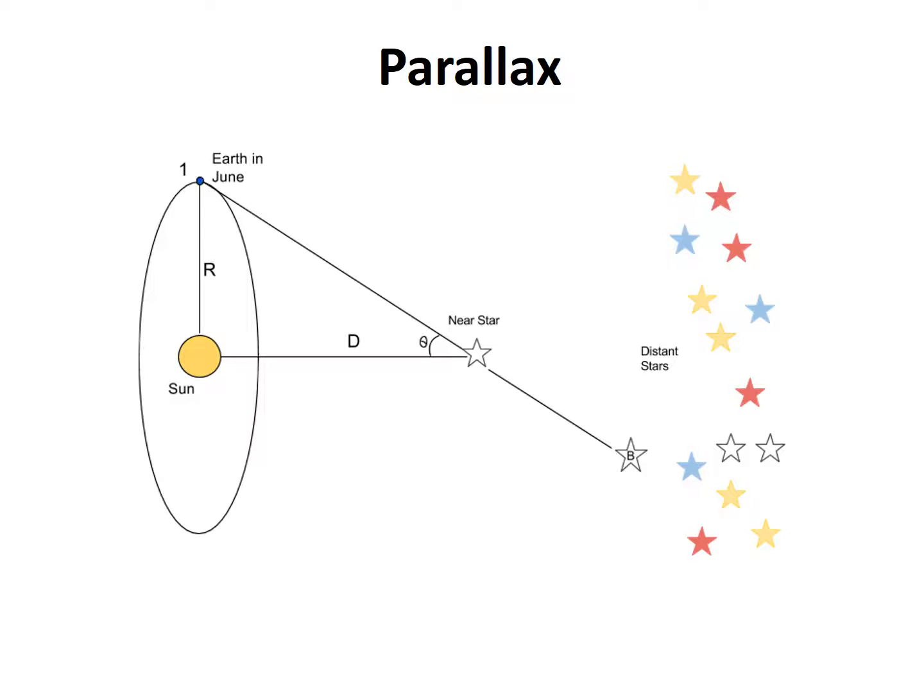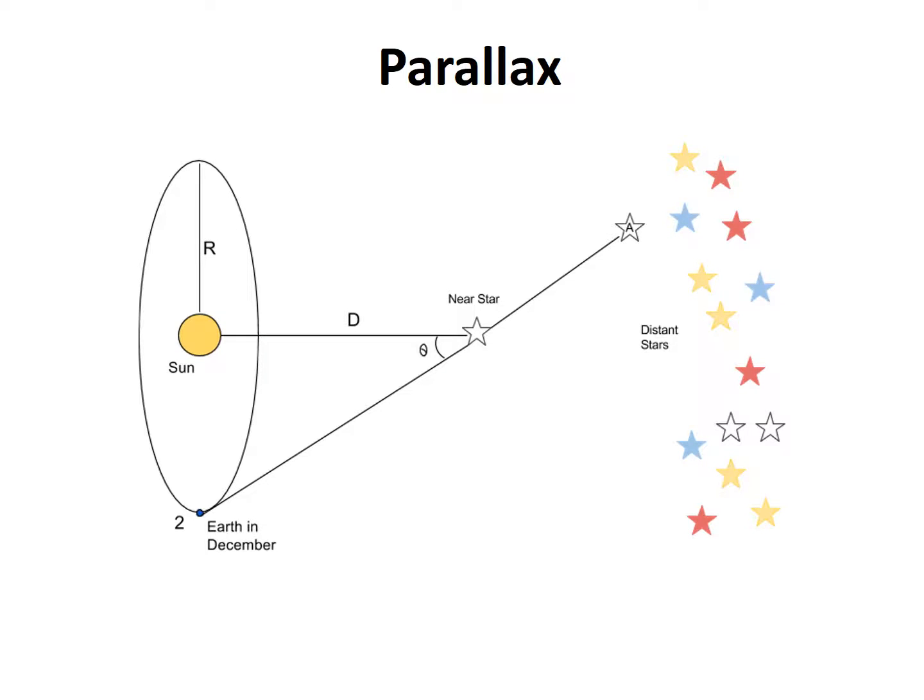If the bright star was nearby and the faint one far away, then the nearby star should shift its position with respect to the faint star over a 6-month period due to the orbit of the Earth around the sun. This shifting is called parallax. When Earth is at position 1 in June, the near star appears at B with respect to the background stars. 6 months later, when Earth is at position 2, the near star appears to have shifted to A with respect to the distant background stars.